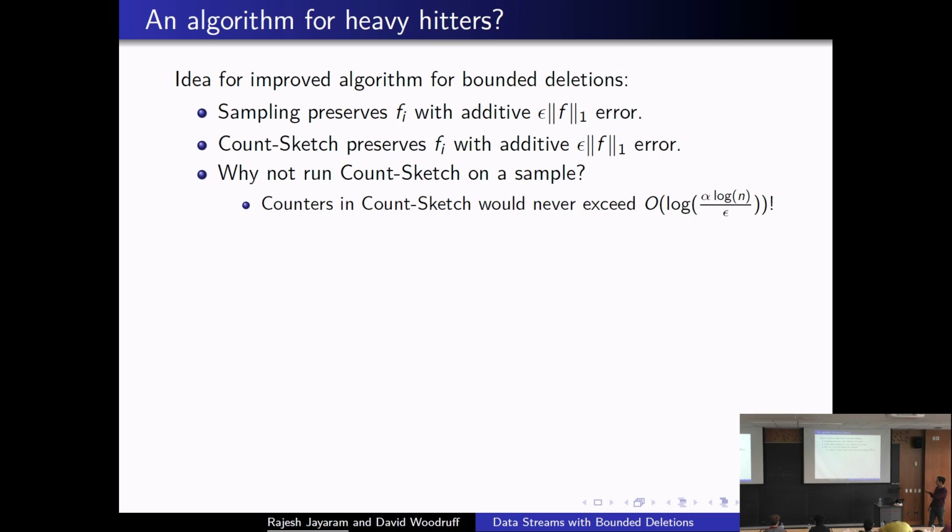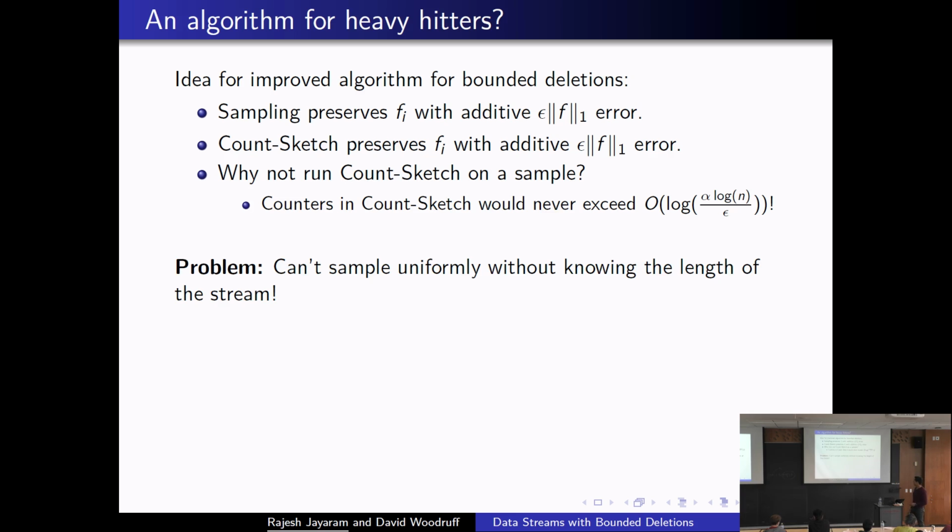Again, because we sampled poly alpha over epsilon updates, our buckets are going to correspond to poly alpha over epsilon updates. So it takes the log of that many bits to store it. Again, the extra factor of log n comes from getting high probability.